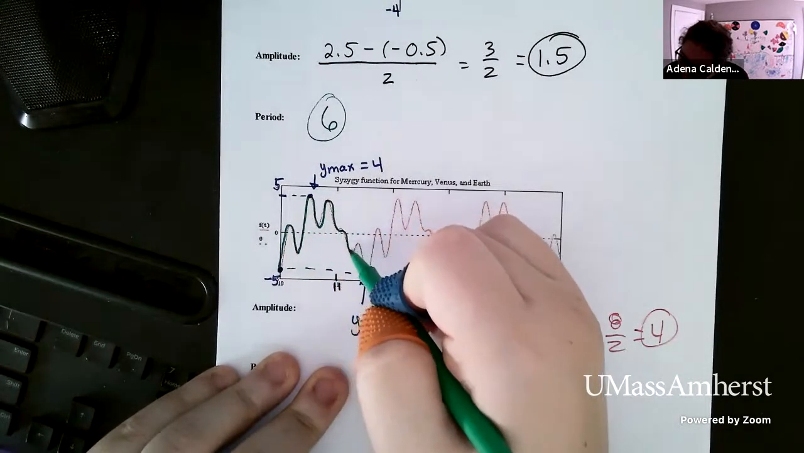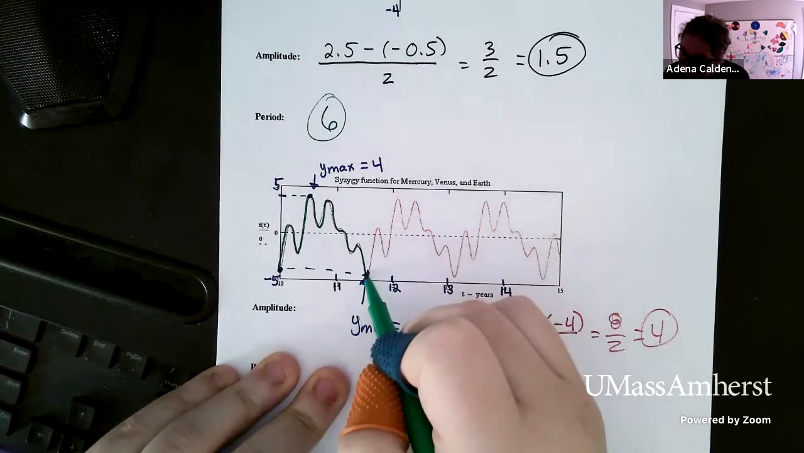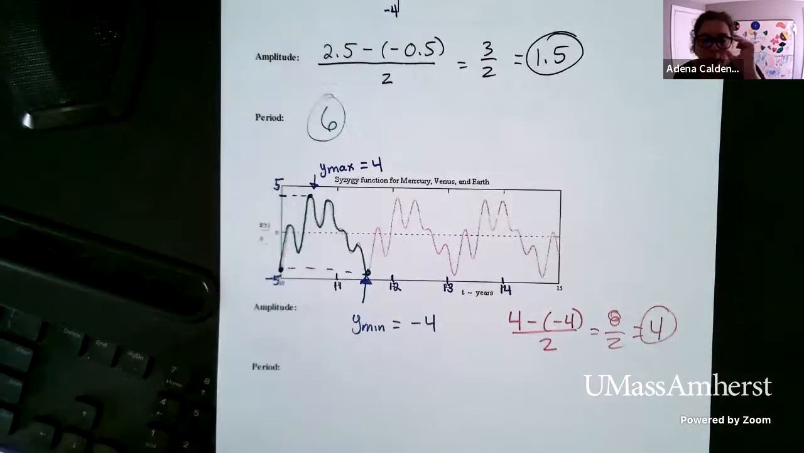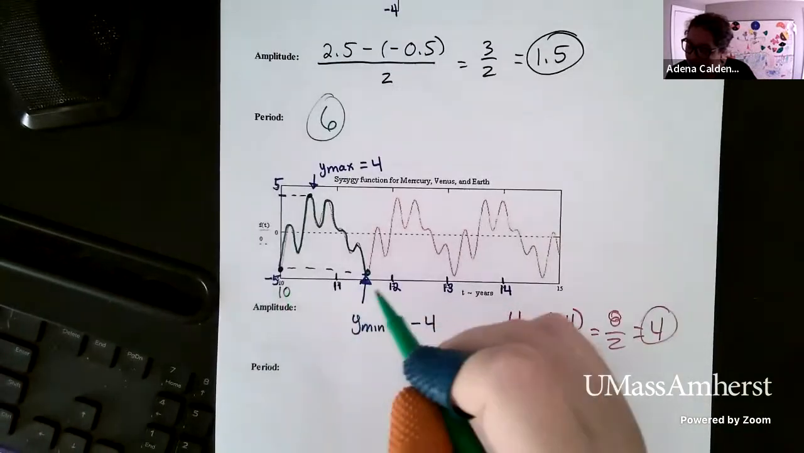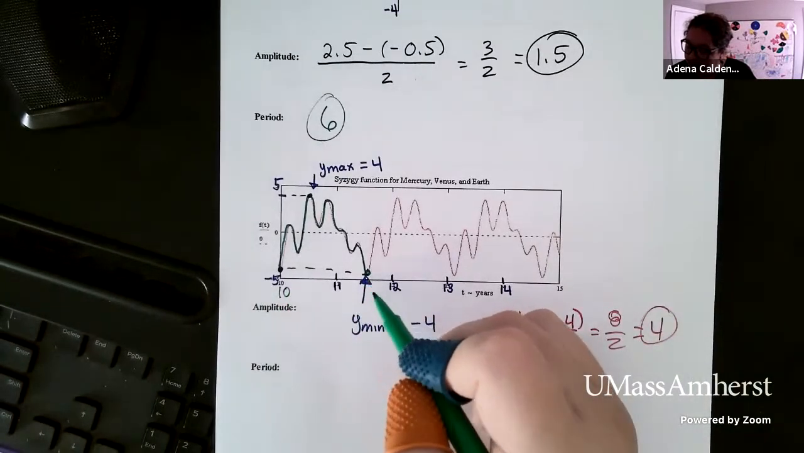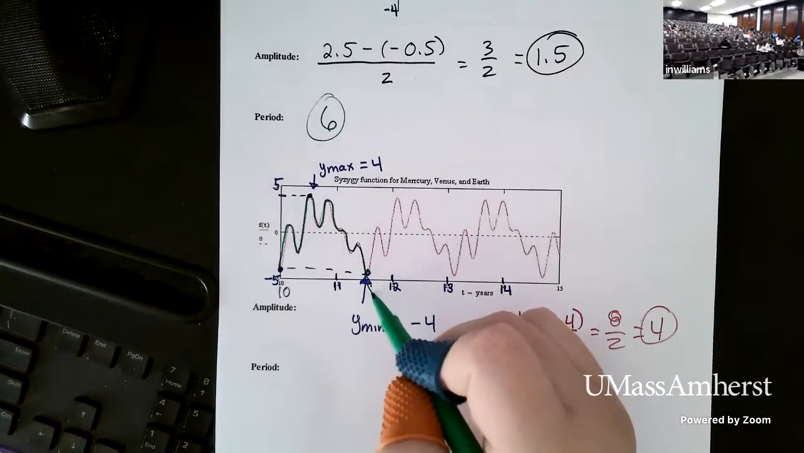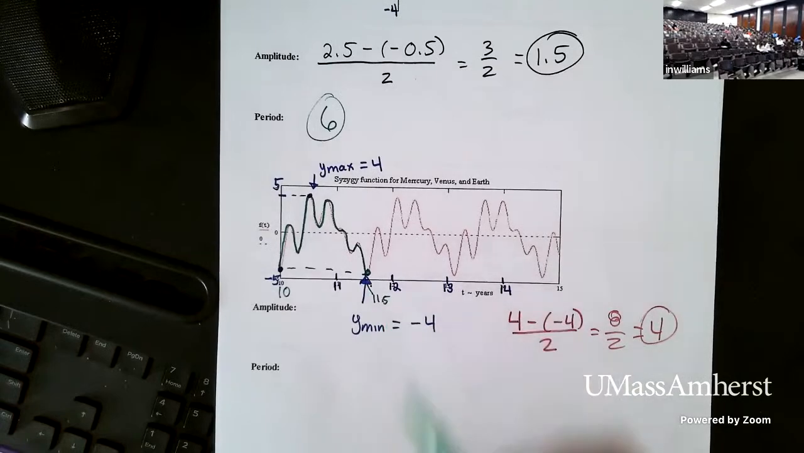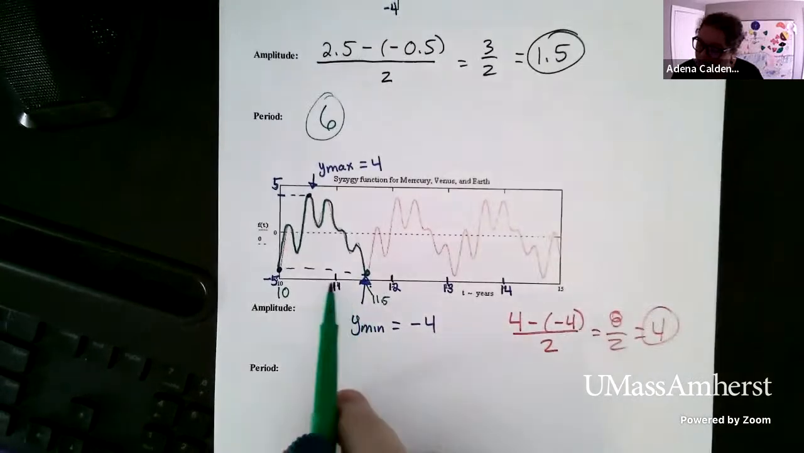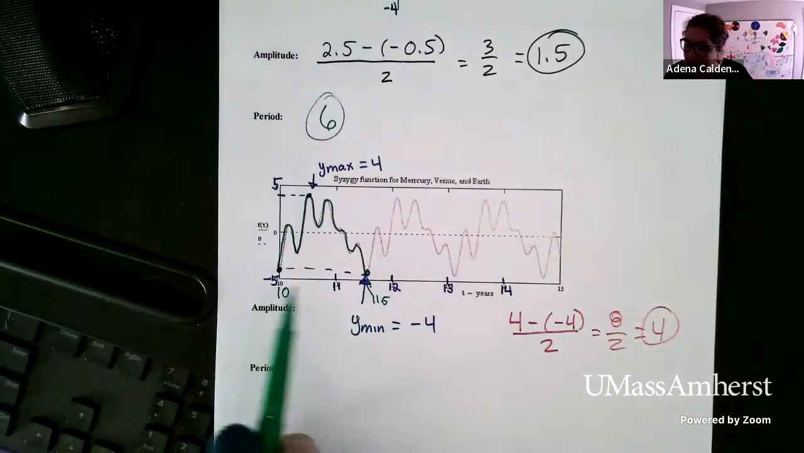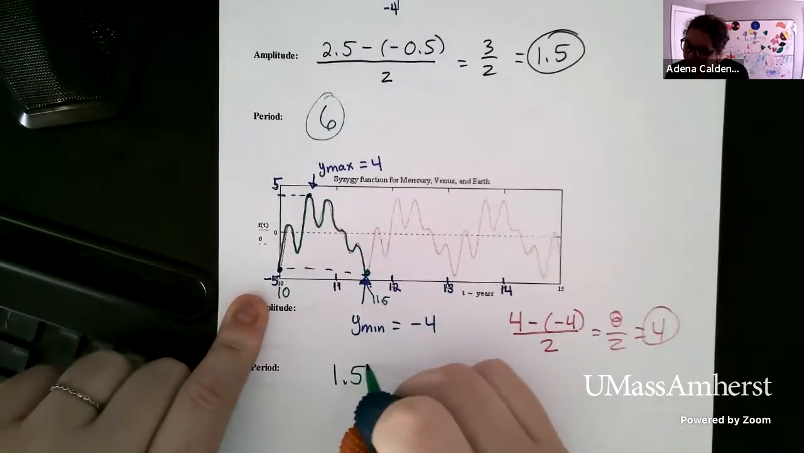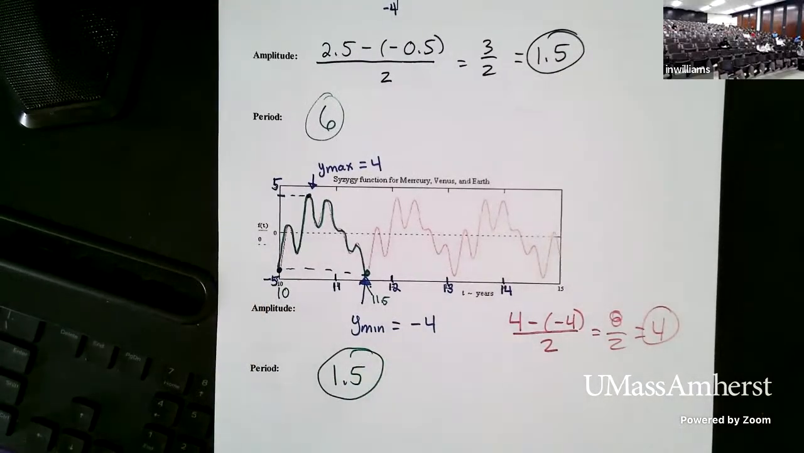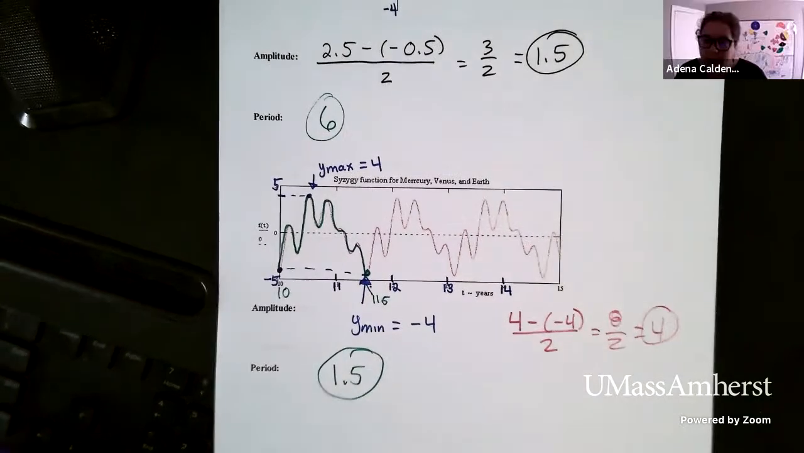And you can eyeball this. You don't have to trace it. I'm just trying to give you a visual of what I'm looking at here. So it starts to repeat around here. So again, this is 10. And then this looks like it's right about 11.5, right? It's right between 11 and 12. So from 10 to 11.5, that's 1.5 units. So the period here is going to be 1.5.